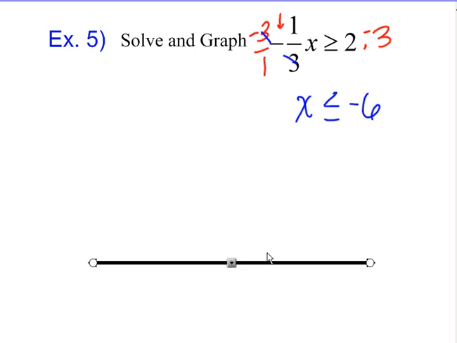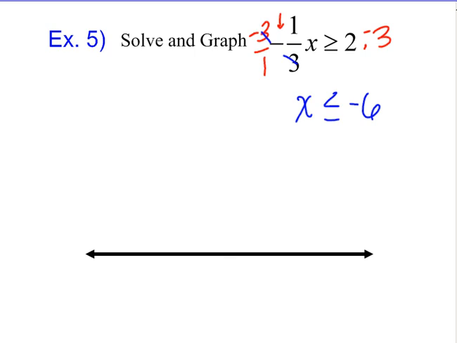And what we're going to do is put a 0 on the number line. We're going to add a -6 to the number line. And this is going to be a closed circle because of that equal sign. And we want numbers less than -6. Those are found over to the left. Numbers less than -6.